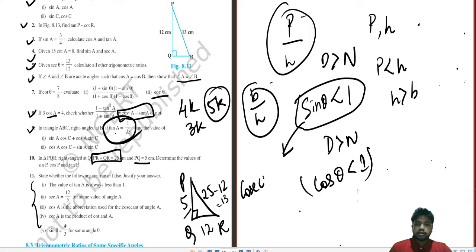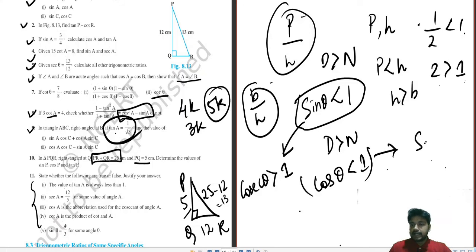Sin का opposite होता है cosec. तो cosec would be greater than 1, क्योंकि if we reverse it, the part of less than 1 becomes greater than 1. For example, 1 by 2 is less than 1, so 2 will be greater than 1 if we reverse it. Same, sec theta will be greater than 1.